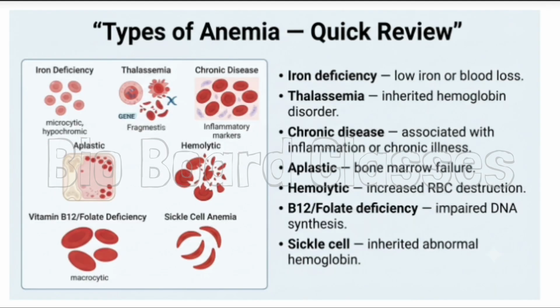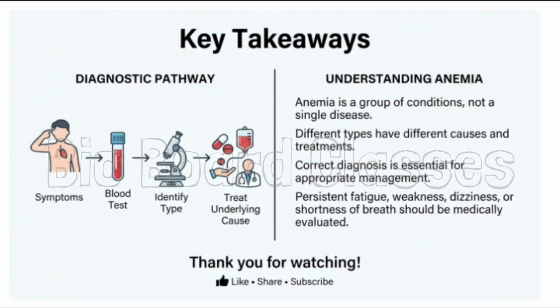Let's quickly summarize what we have learned. Iron deficiency anemia is commonly caused by insufficient iron or blood loss. Thalassemia is an inherited disorder affecting hemoglobin production. Anemia of chronic disease is associated with long-term inflammation or chronic illness. Aplastic anemia results from failure of bone marrow to produce enough blood cells. Hemolytic anemia occurs when red blood cells are destroyed too quickly. Vitamin B12 and folate deficiency cause megaloblastic anemia due to impaired DNA synthesis. And sickle cell anemia is an inherited hemoglobin disorder that causes abnormal RBCs. Understanding the type and the cause of anemia is important because treatment depends on the underlying problem. Anemia is not a single disease, it is a group of conditions with different causes and mechanisms.